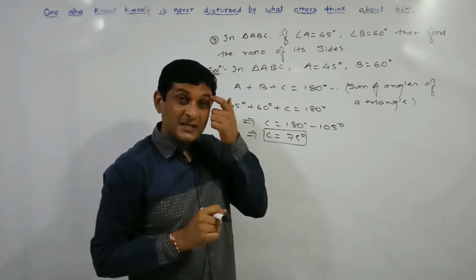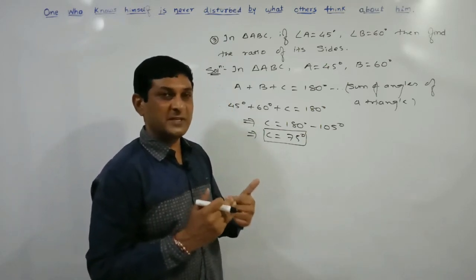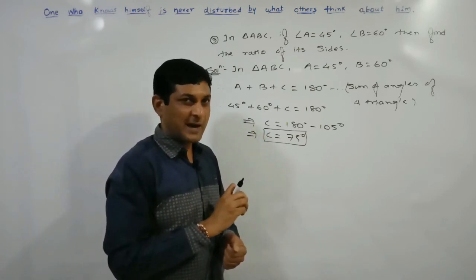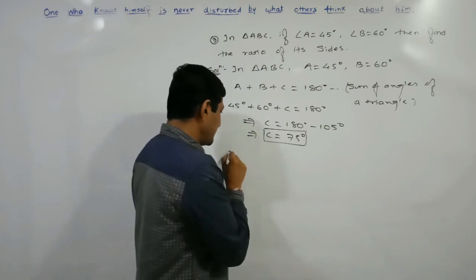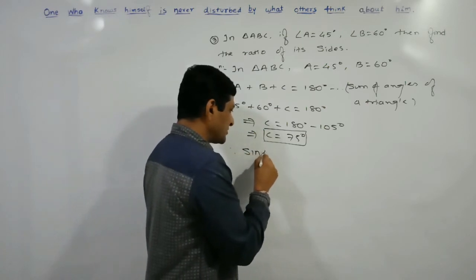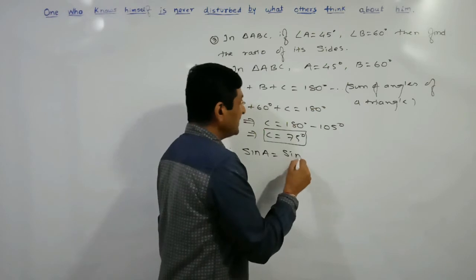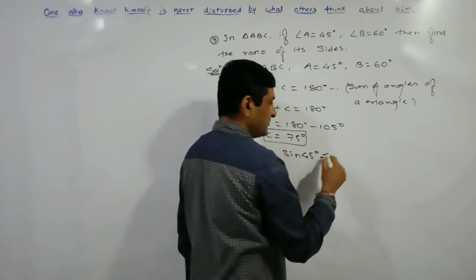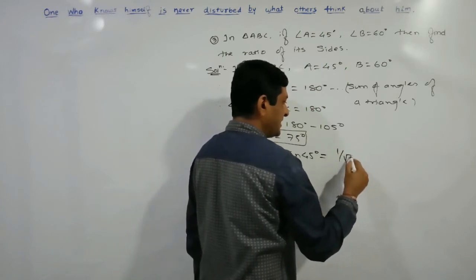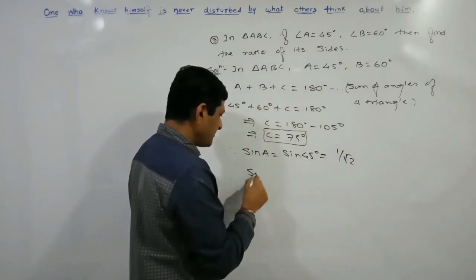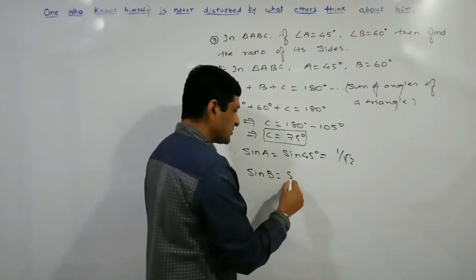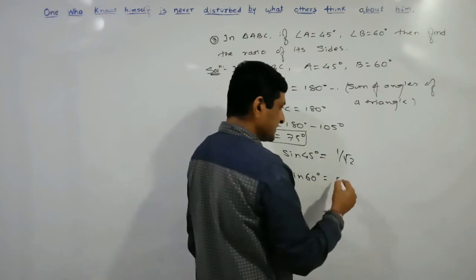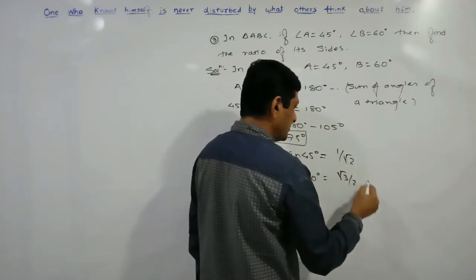Once the three angles are known to us, find out the values of their sine, means sine of these three angles, because we are solving the example applying the sine rule. So therefore sine A is equal to sine A. What is the value of A? 45 degrees. And what is the value of sine 45 degrees? It will be equal to 1 by root 2. Now find out the value of sine B. B is equal to 60 degrees, and we know that sine 60 is equal to root 3 by 2.